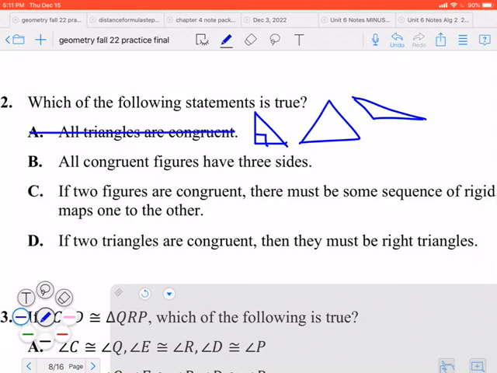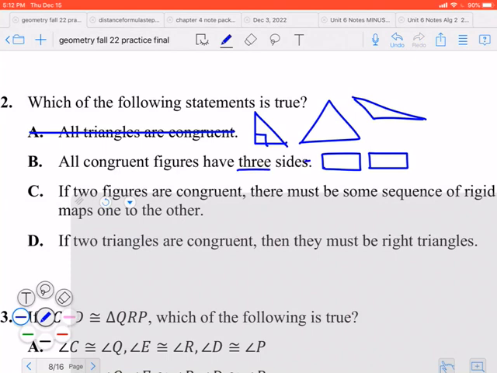All congruent figures have three sides. That's another silly one. What if I have two congruent rectangles? Those don't have three sides. Or squares, or octagons, or you can have congruent anything. So they definitely don't have to have three sides.